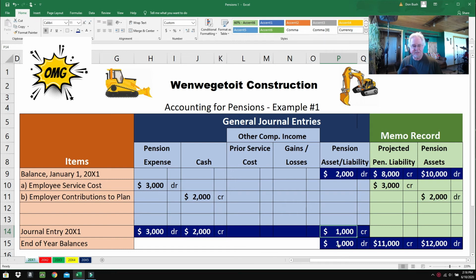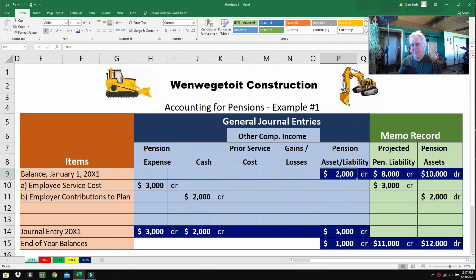Coming down to the very last line. The very last line is very much like the very first line. In fact, this last line is going to become the first line next year. But how does this work out? Well, here's how it works. The $2,000 debit and the $1,000 credit net to a $1,000 debit. So coming to the next line, the projected pension liability started out at $8,000 credit. We're adding a $3,000 credit, which adds up to $11,000 credit. Pension assets, $10,000 debit. Add to that a $2,000 debit, and we get $12,000.